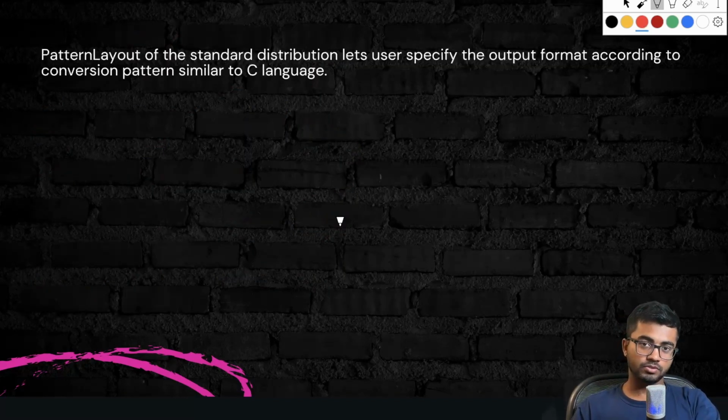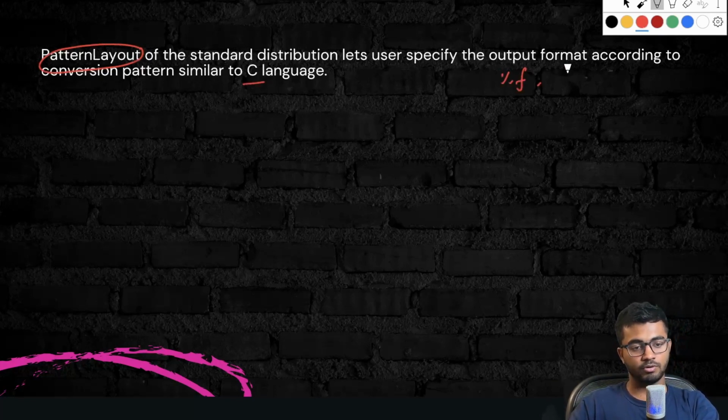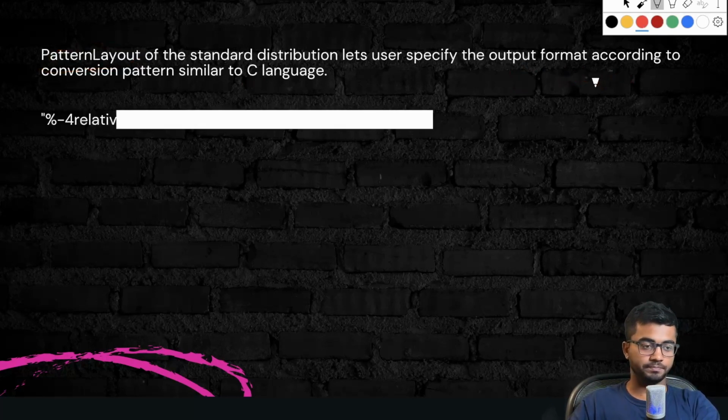Okay, so now talking about layouts. We have talked about how appenders work. They just provide the output destination. The layout is the main part, the crux, which helps us format things in a certain way. Pattern layout has a very similar structure to the C language. If you have seen %f for a floating point number, %d for a digit, %s for a string and so on, it is basically the same format.